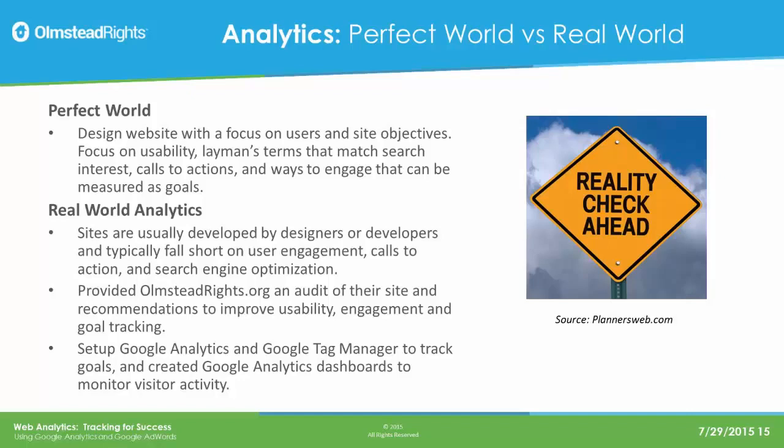And so one of the things that becomes very key in what we were involved with Olmstead Rights is we audited their site and made recommendations to improve the usability, the engagement, and the goal tracking. Now, Talley and his team are always very busy, so they've got the list and they're slowly working on things to update the site, but that's a continuous process where you have to look and evaluate what's going on, and are you engaging people. And I'll show you some statistics here in a second.